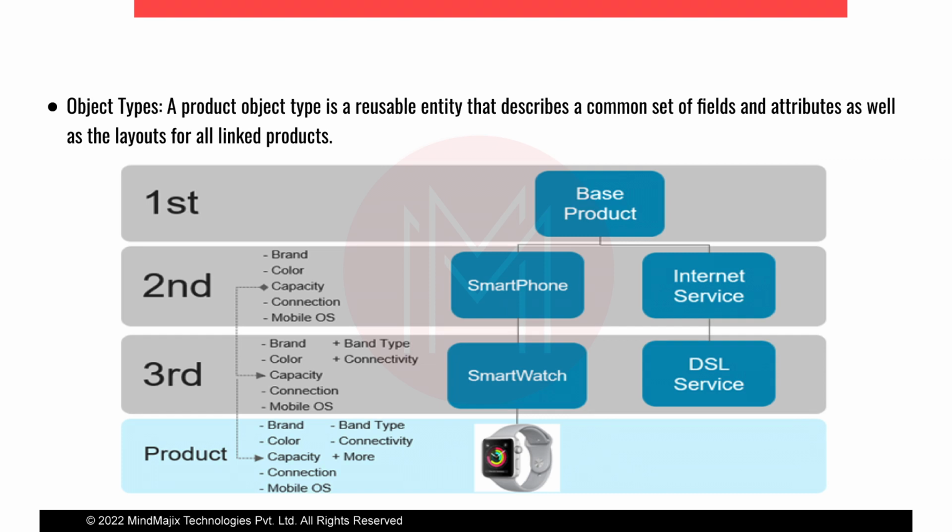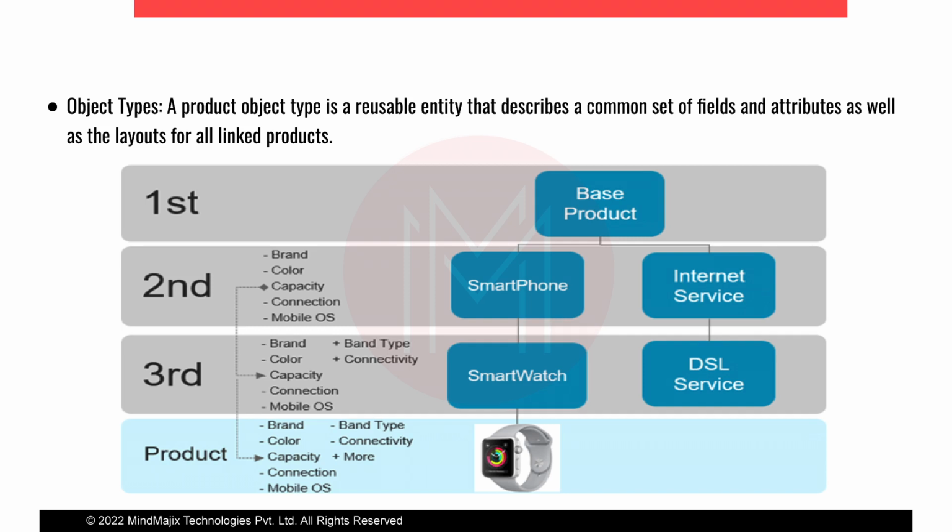Like in Salesforce, we have layouts for the pages. For example, we have the account page and we have a layout there. Same in the product, for any product we have a base layout. Now we are dividing it into two categories, smartphone and internet services. This is the second layer, where we have added some attributes. On the left hand side, these are the attributes. So 5 attributes are there.